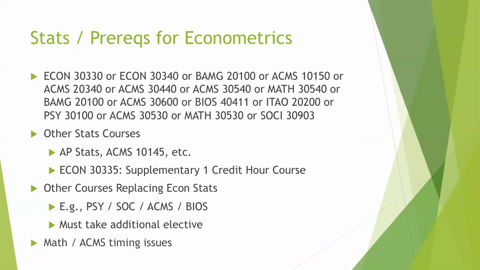Finally, there can be timing issues with math econ and econ ACMS majors, where suppose you're an ACMS major and you're not going to take one of these prereqs until your junior year. Well, if that's the case, we'd like to get you into econometrics sooner rather than later. So please reach out to an economics advisor and we'll work with you to try and figure out how to get you to take econometrics, hopefully by the end of your sophomore year.